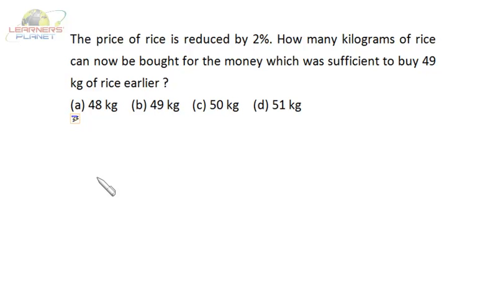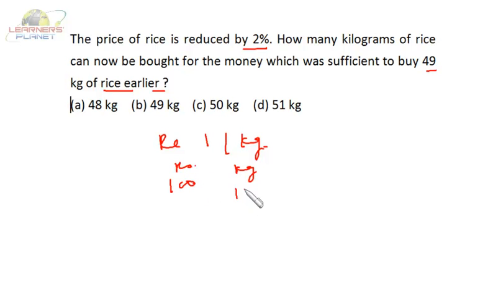Now friends, let's take this problem. The price of rice is reduced by 2%. How many kilograms of rice can now be bought for the money which was sufficient to buy 49 kilogram of rice earlier? Initially we suppose that the rice is rupees 1 per kilogram. Okay, rupees 1 per kilogram. So initially for 100 rupees we were buying 100 kilogram. Okay.